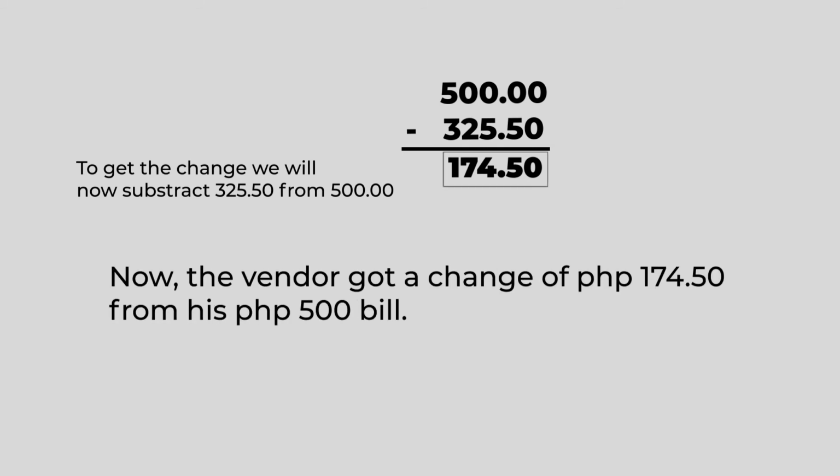Yes, you're right. The change that you get from the 500 peso bill. To get the change, we will now subtract 325.50 from 500. 500 minus 325.50 is equal to 174.50. Now, the vendor got the change of 174 pesos and 50 centavos from his 500 peso bill.